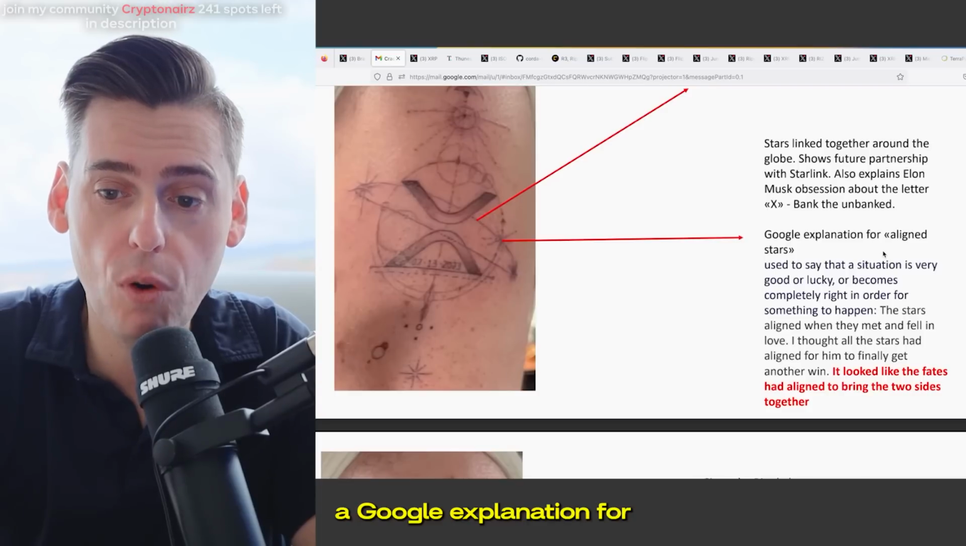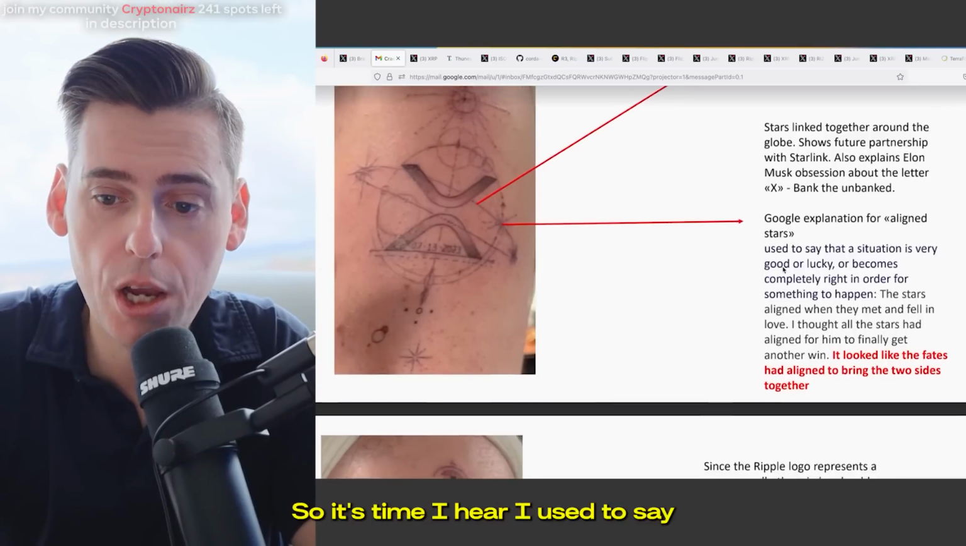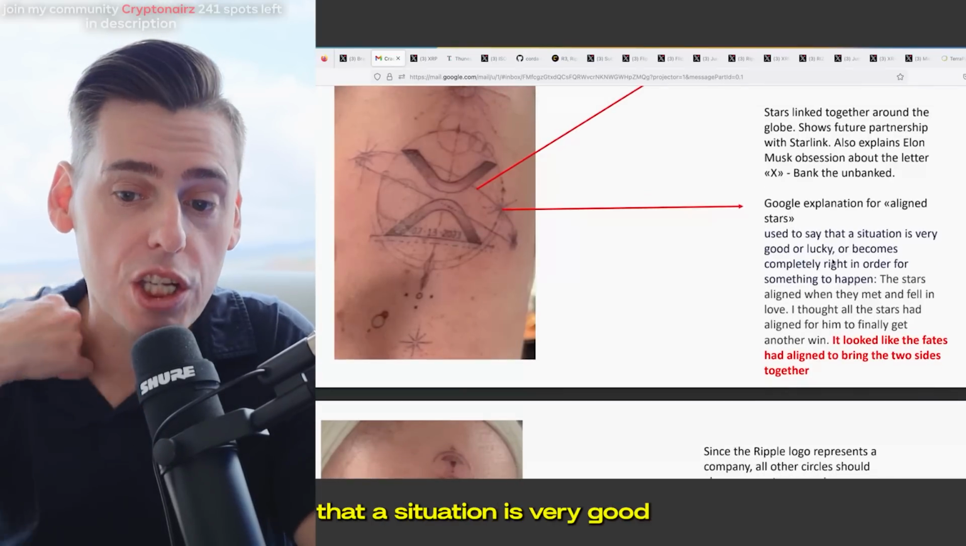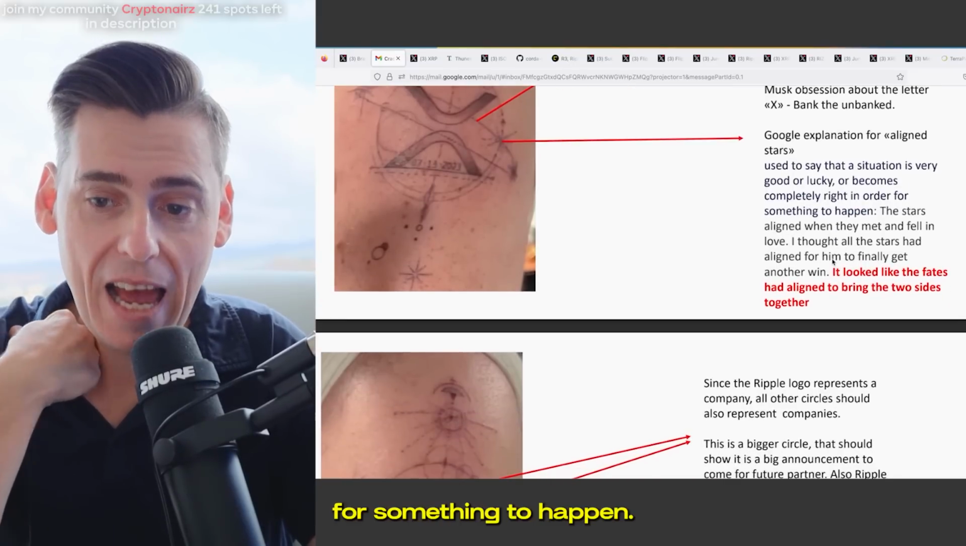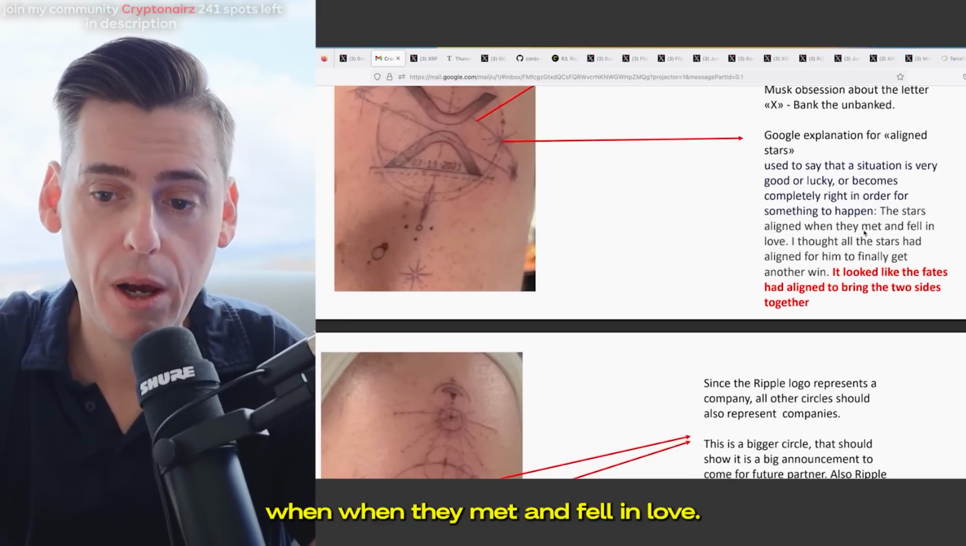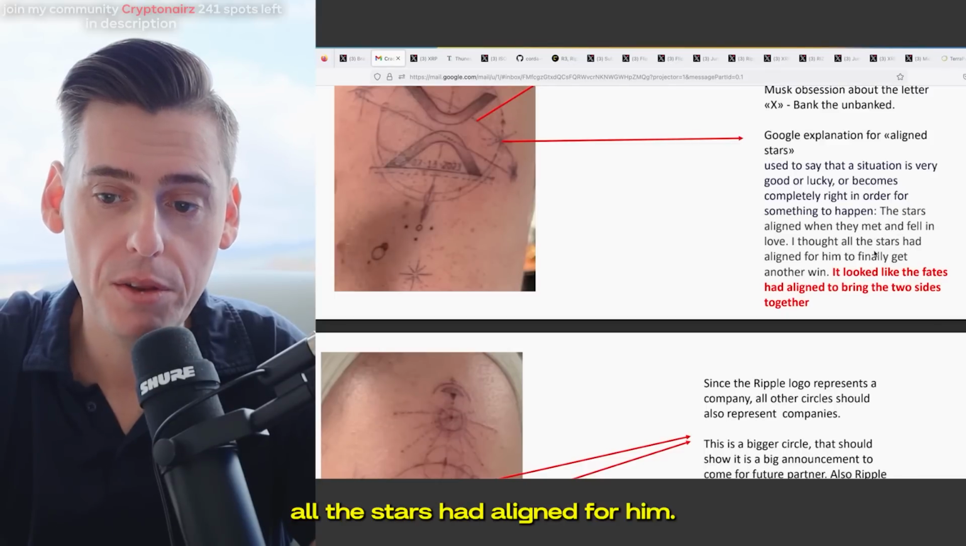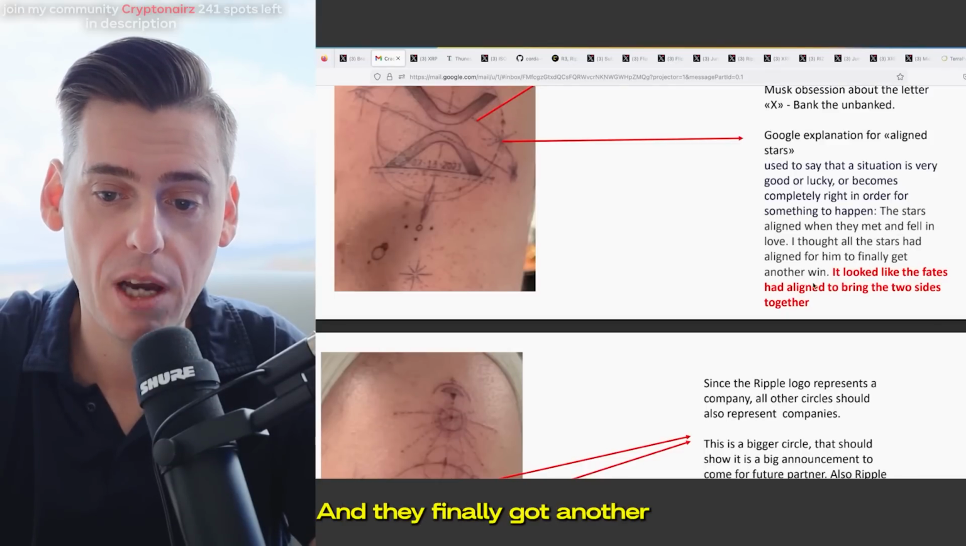A Google explanation for aligned stars. So he's talking about here, used to say that a situation is very good or lucky or becomes completely right in order for something to happen. The stars align when they met and fell in love. I thought all the stars had aligned for him, and they finally got another win.